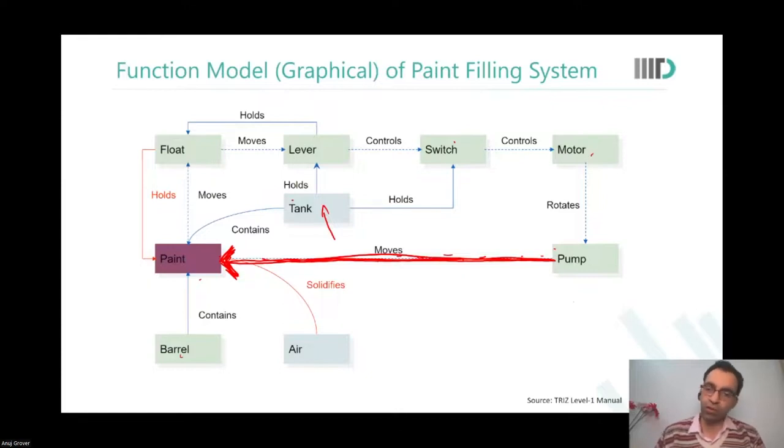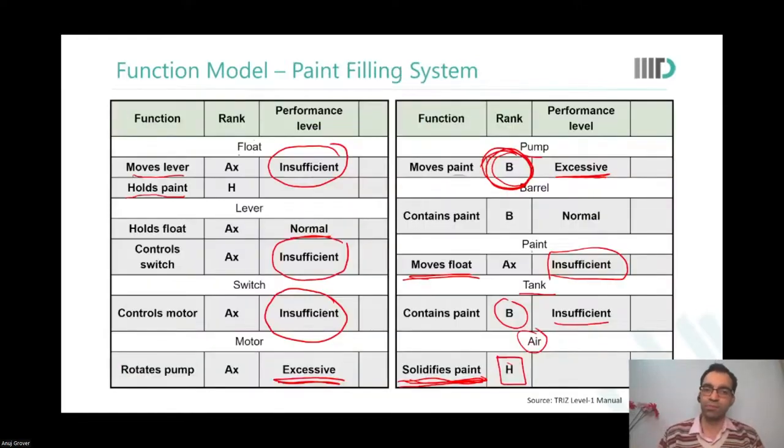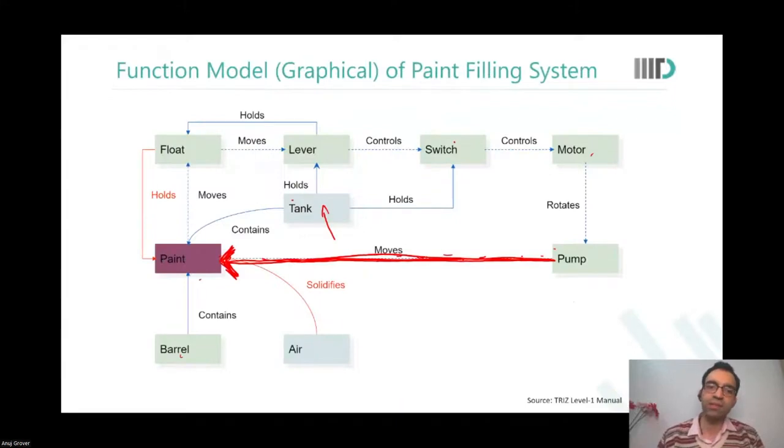Are you able to see this? I do not need this table now. It is so difficult to understand the function model from the table, is it not? Whereas as soon as I do this, it is so simple to understand. Are you with me? Yes, sir. Sir, one question here.